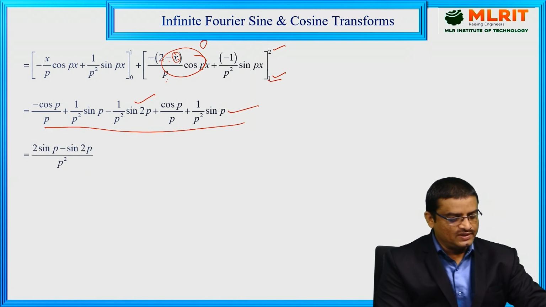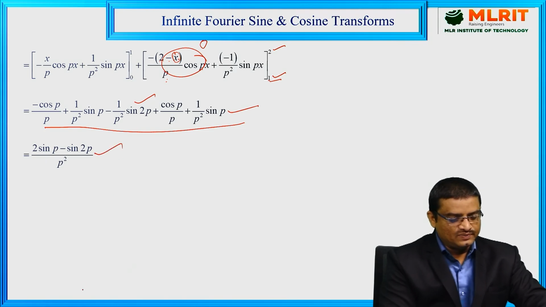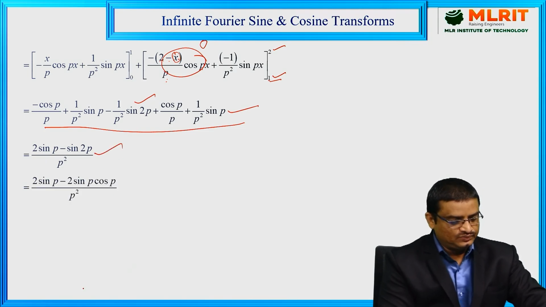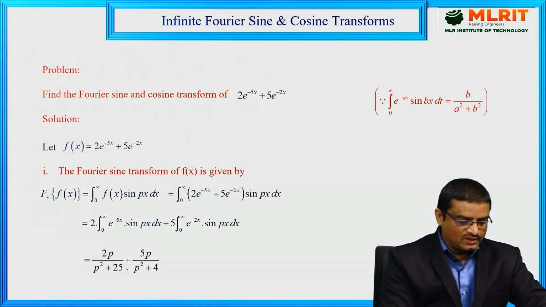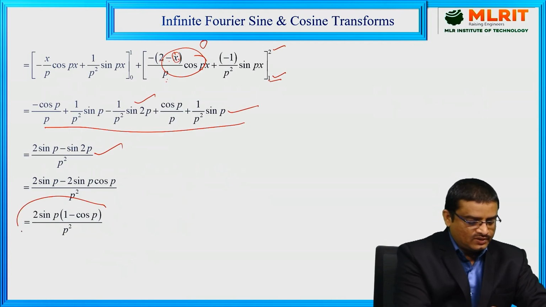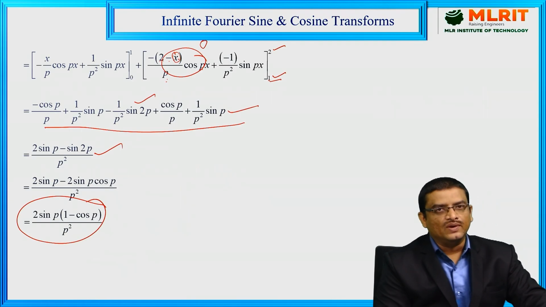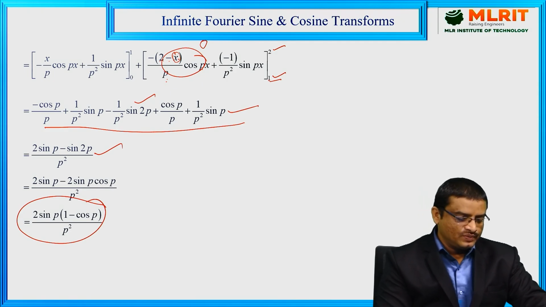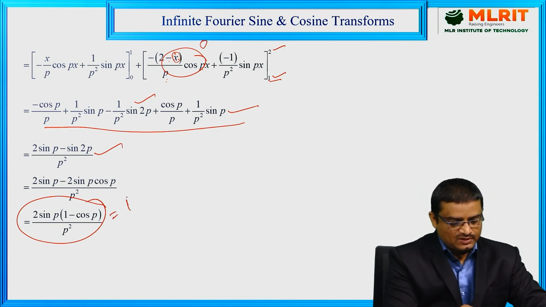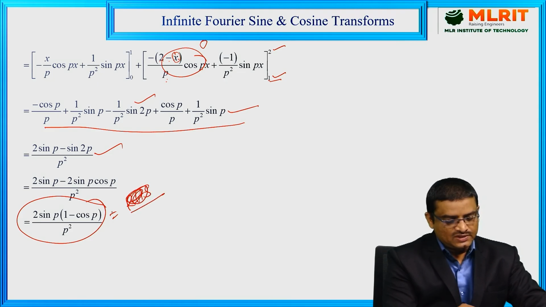Now simplify this. After simplification, you will get these terms here. So this is our required infinite Fourier sine transform of the given function. Simplify this according to our condition. This is our given condition. Okay, this is the value we have to prove.